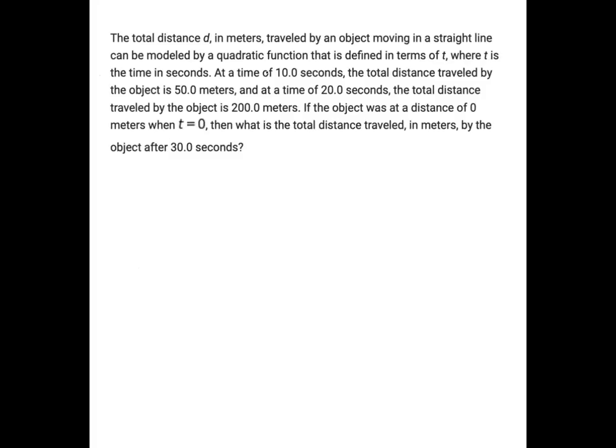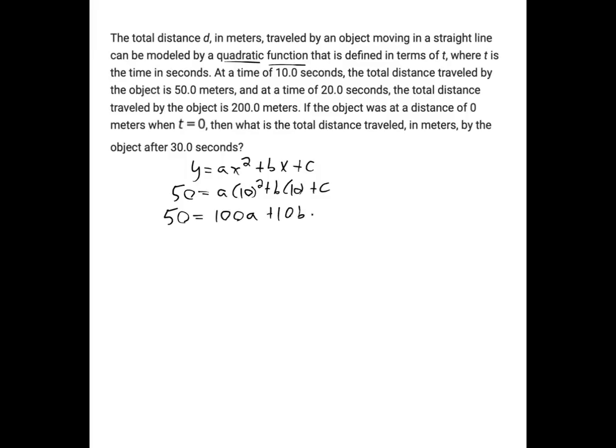The first clue here is that this is a quadratic function, and the basic format of a quadratic is ax squared plus bx plus c. We're seeing that at a time of 10, the distance is 50. So in other words, when x is 10, y is 50. So let's just plug that in and simplify as much as we can. 100a plus 10b plus c.